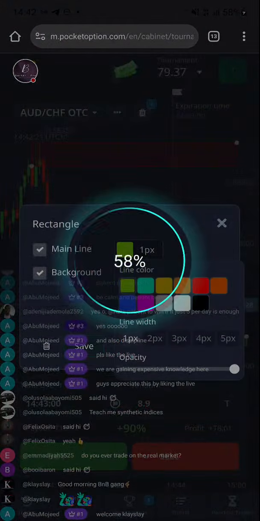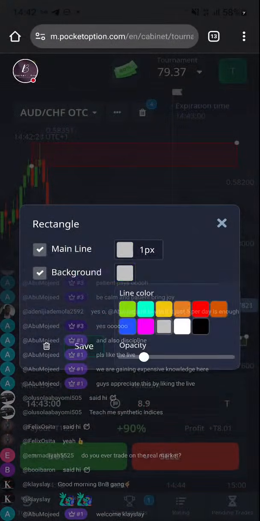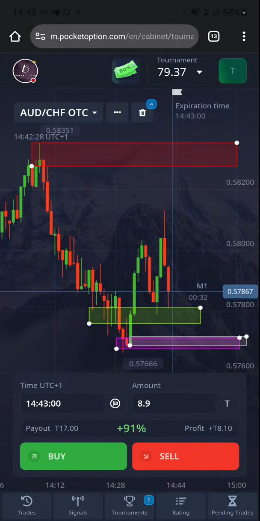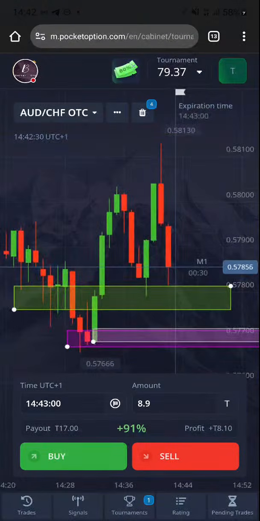So let's do this. Okay, we'll save this. This is very nice. Now, if price comes down into this entry, it's going to be an amazing entry for us.